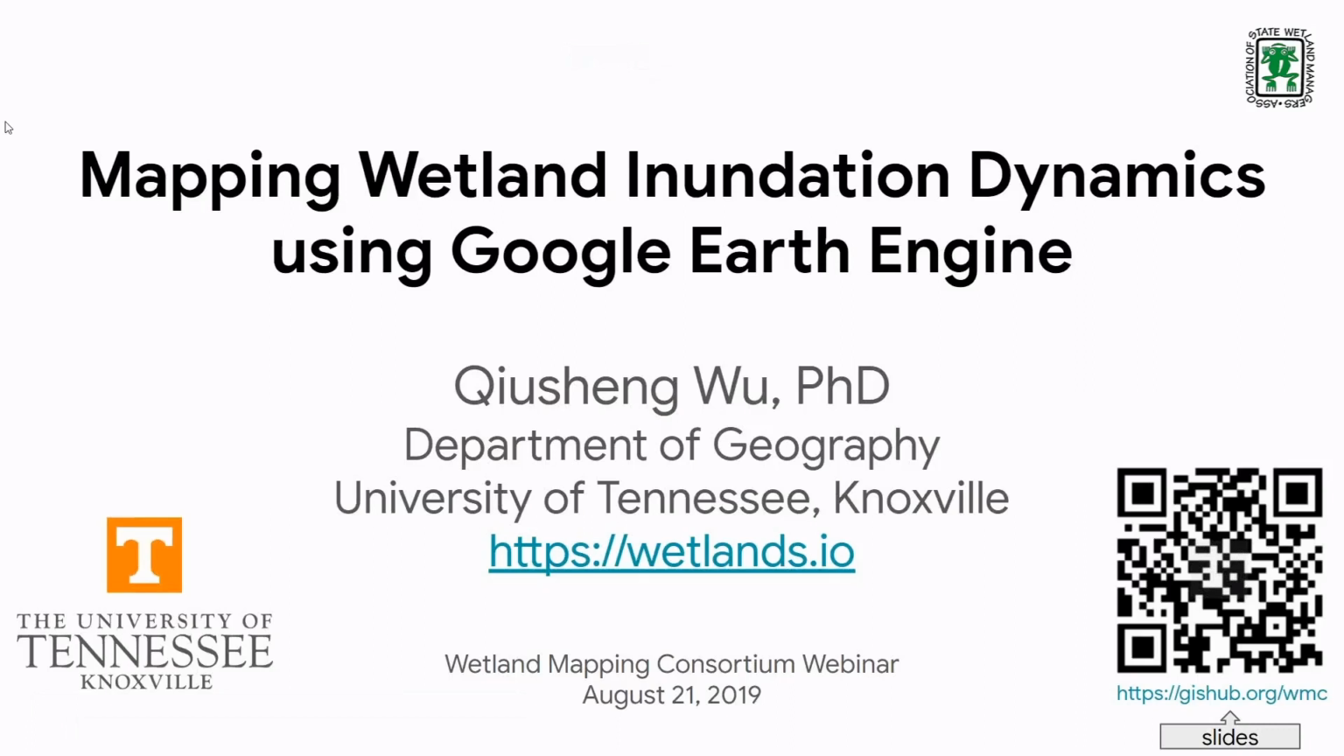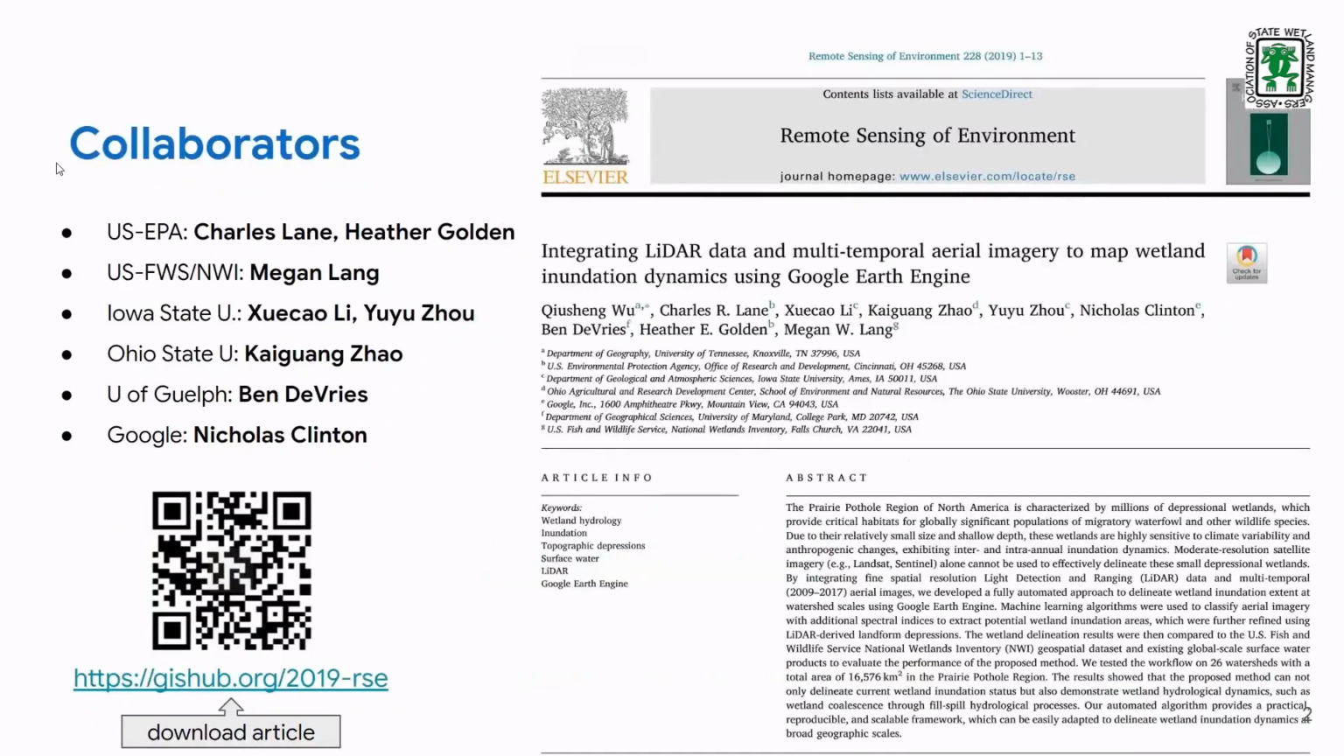Okay, so the topic I'm presenting today is mapping wetland inundation dynamics, specifically using Google Earth Engine and high-resolution LiDAR data and aerial imagery. The topic is primarily based on an article that we recently published in Remote Sensing of Environment. You can check out the link in the lower left corner here, or scan the QR code to download the article if you're interested in reading it.